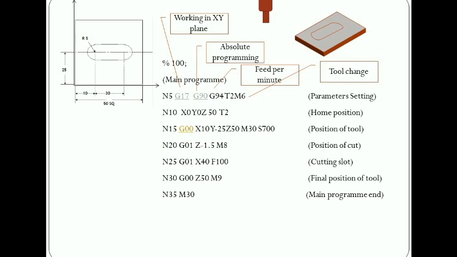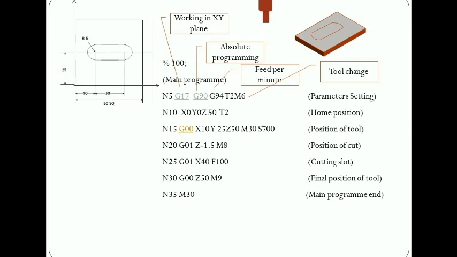So for the home position, I have written N10 G00 X0, Y0, Z50. My tool, wherever it is, will come to the origin, that is X0, Y0. Because I am working on the XY plane, my tool should not touch the surface, so I am keeping it 50 mm above it. That's why I have written Z50.